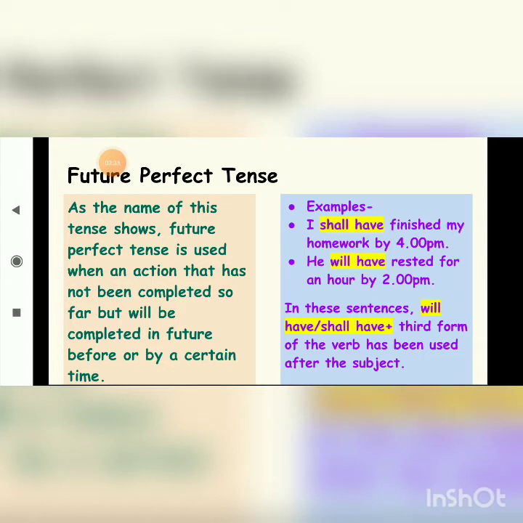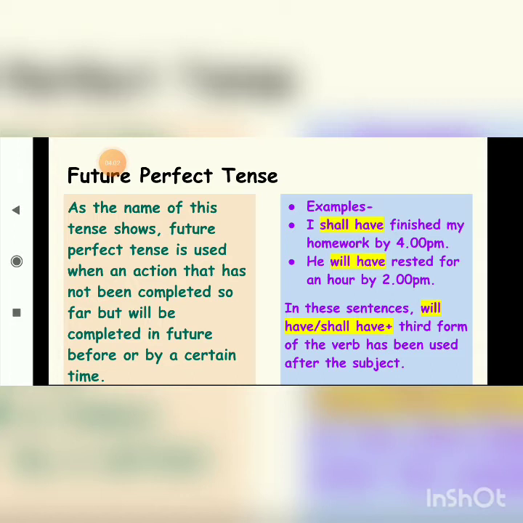Okay, students, so what it means? We use first subject, then we use either will have or shall have, then at the last the third form of the verb. So how the sentence will become? I, so I is the subject over here. We have used shall have, then we have used the third form of the verb, that is finish. Finished. I shall have finished my homework by 4 p.m.